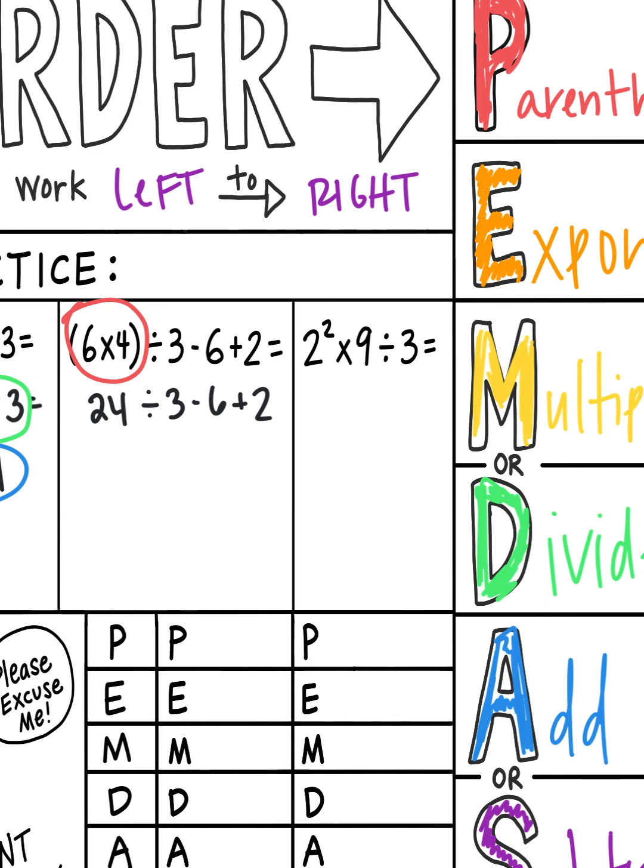I don't have any exponents, so I multiply or divide whatever comes first, which is the division problem. So here, 24 divided by 3 is 8, and then minus 6 plus 2. Okay, now I add or subtract whatever comes first. So 8 minus 6, which is 2. And then plus 2 is last. So I end up with 4.